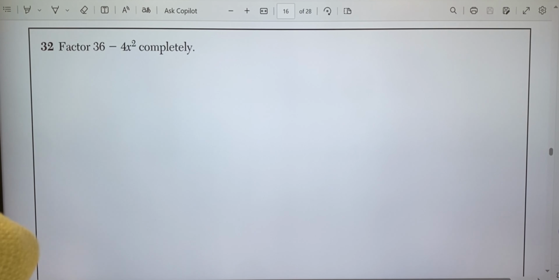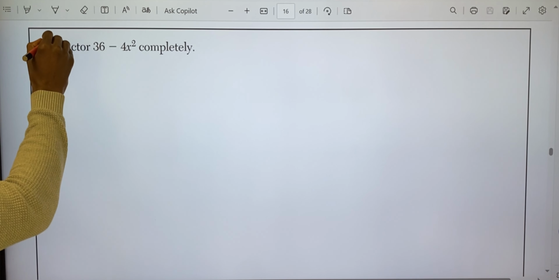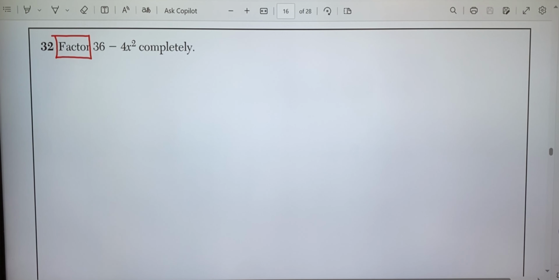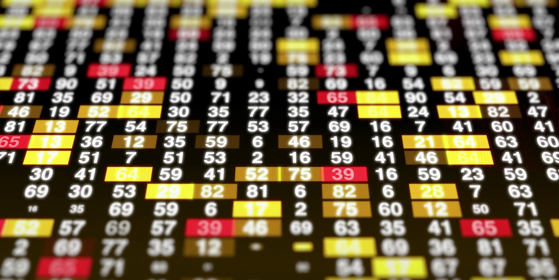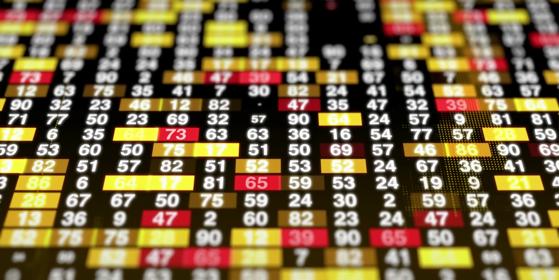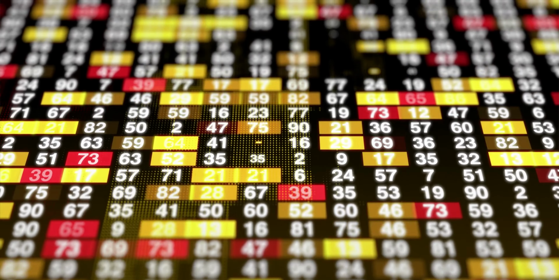All right, so number 32. Factor 36 minus 4x squared completely. So what they're looking to do, they give you this word factor. And when you're talking about factors, you're talking about numbers that evenly go into other numbers. That's what factors are.